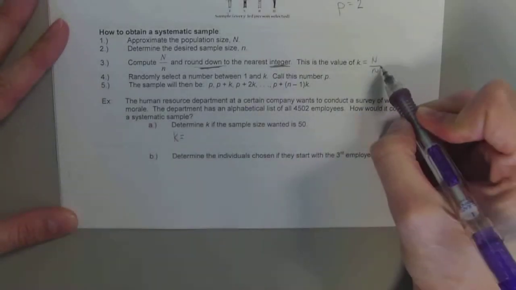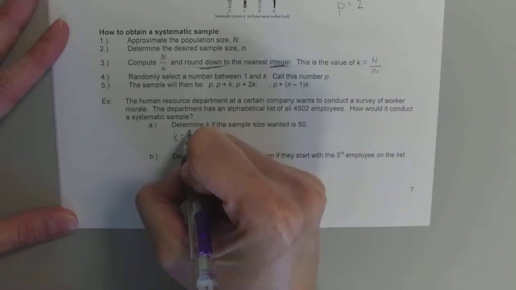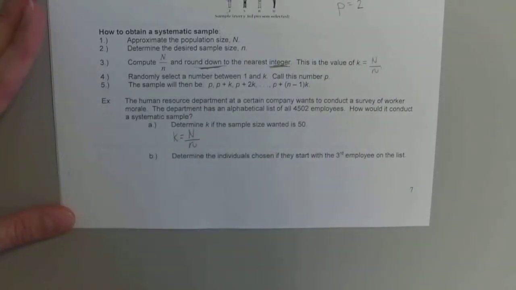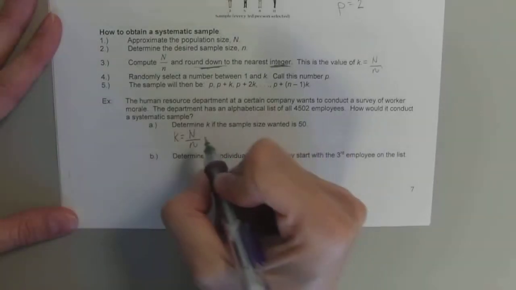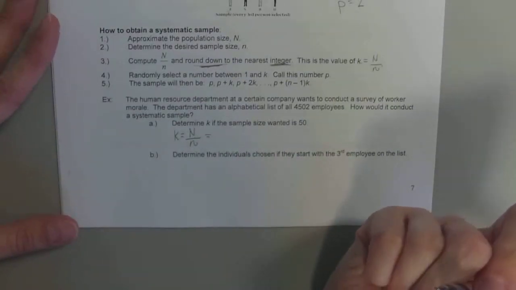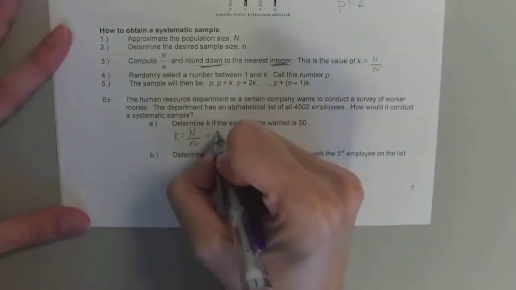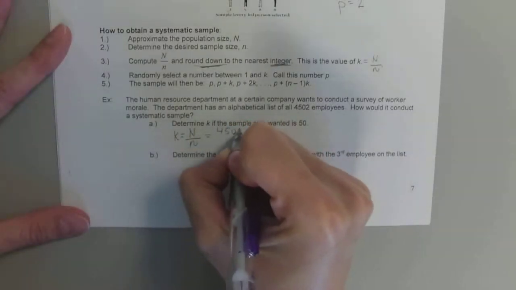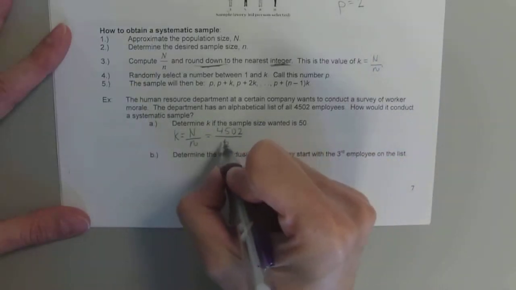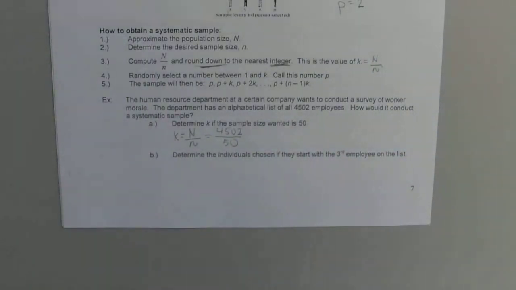So how do we figure out K, guys? It's this formula up here. We're going to take big N and divide by little n. What is big N in this case? 4,502, right? That's the population. That's all the employees we have. What's little n in this case? 50. When you do that division, it almost goes in perfectly, but not quite.